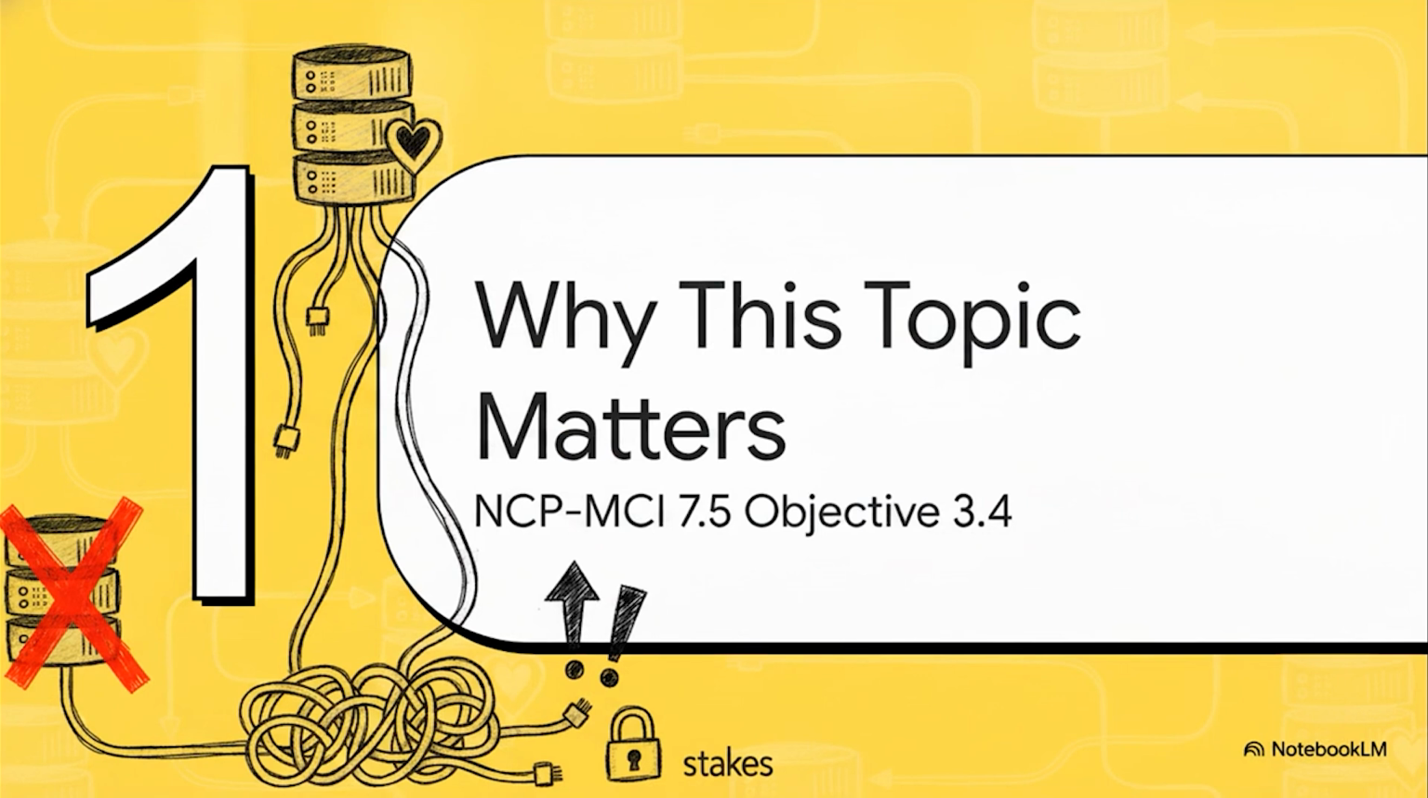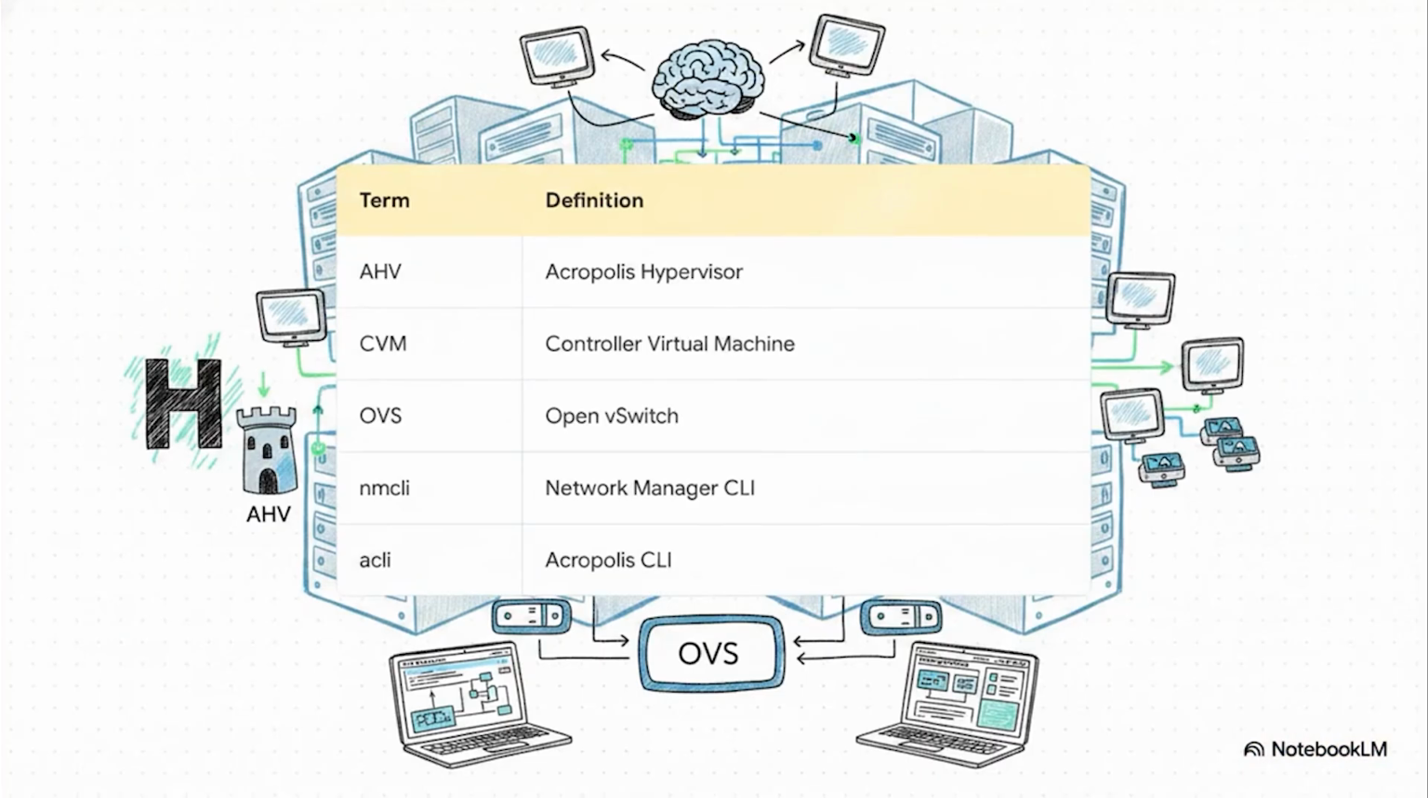Section 1. Why this topic actually matters. Now, before we hit the command line, let's quickly establish our shared vocabulary so we're all speaking the exact same language. I know you know these, but let's be thorough. AHV is the Acropolis hypervisor, Nutanix's native virtualization solution. The CVM, the controller virtual machine, is the absolute brain of the storage and control plane running on every single host. OVS stands for Open vSwitch, which handles our Layer 2 virtual switching.